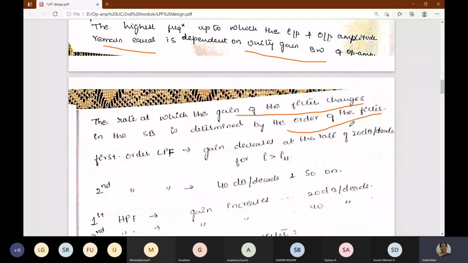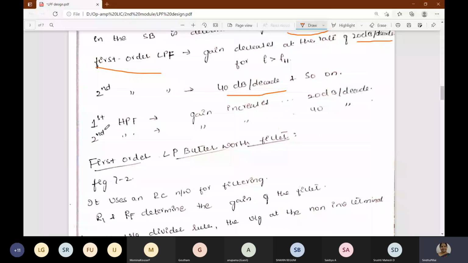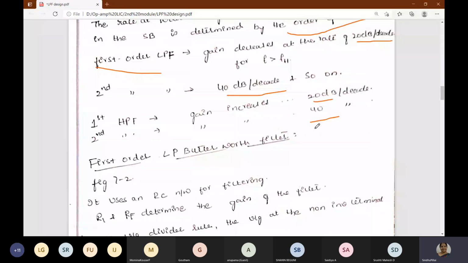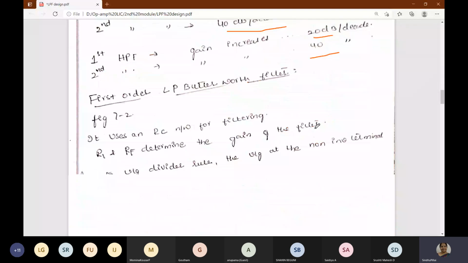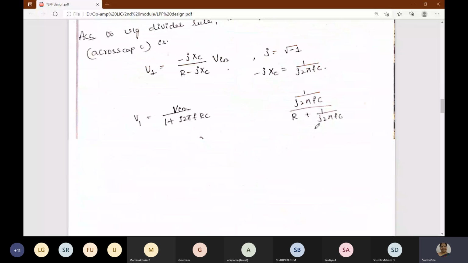By increasing the order, for the first order low pass filter, the gain decreases at the rate of 20 decibels per decade. For second order it is 40 decibels per decade. Again, for the first order high pass filter also it is 20, and for second order 40. As the order increases, the practical response of the filter comes very near to the ideal response. That is one important concept you have to remember, why this order is given for the filters.